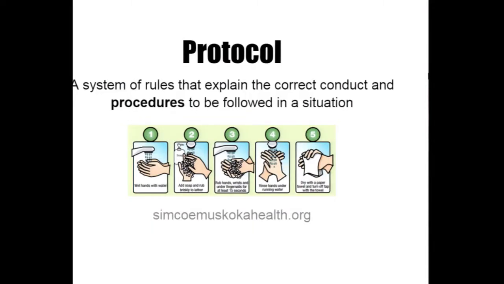Okay, cryptographic protocol. What is a protocol? It's a pretty simple word: a system of rules that explain the correct conduct and procedures to be followed in a situation. So the key word here is procedures. It's what you do in order to accomplish a task. So this is the protocol for hand washing. First you turn the water on, then you add the soap, blah, blah, blah. And the key thing to note here, what makes it a protocol, is it's the steps that you follow. It's not the specific time that you washed your hands right before you had fika.